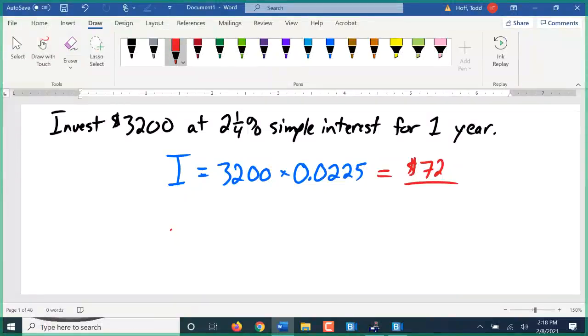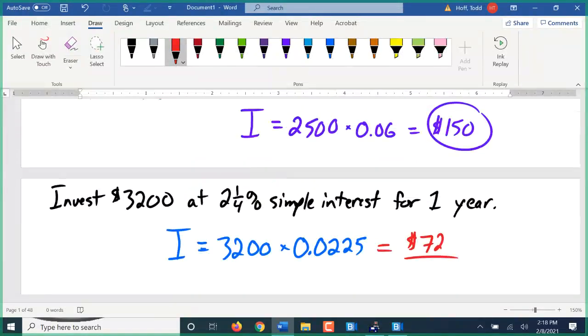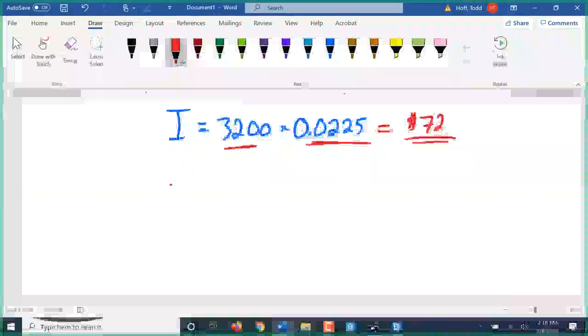Interest rate going from 6% down to 2.25% makes a huge difference. Less than half even though it's a larger principal, less than half of the interest rate, almost down to a third of the interest rate. So it's going to be way less interest, total interest.